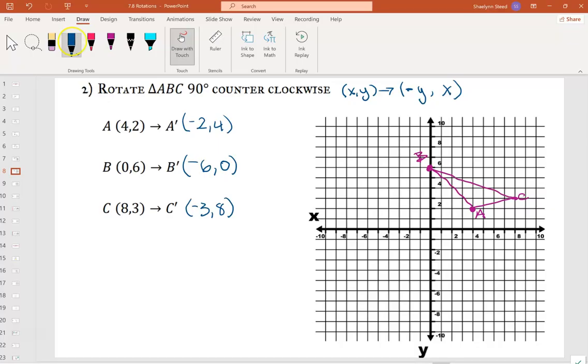So now rotating this counterclockwise would rotate it over here. So we've got negative 2, 1, 2, 3, 4. Here's A prime. We've got 0, negative 6, 0. So here's B prime. And then C prime is going to be negative 3, positive 8. That's 7. There we go, that's 8. C prime. So then this is my rotated triangle.